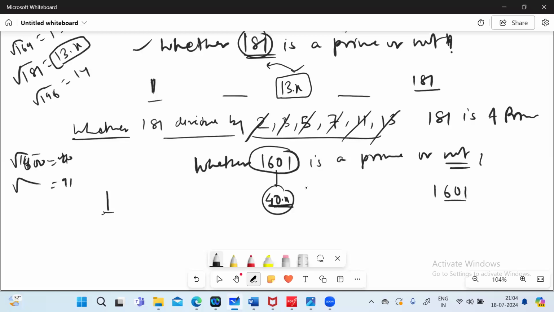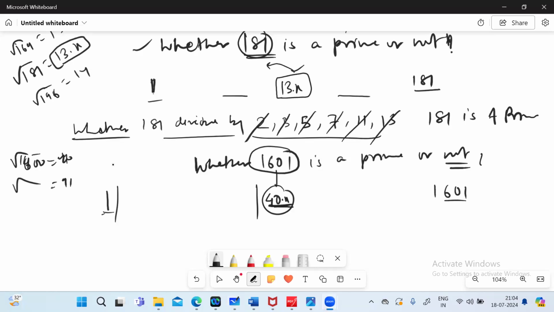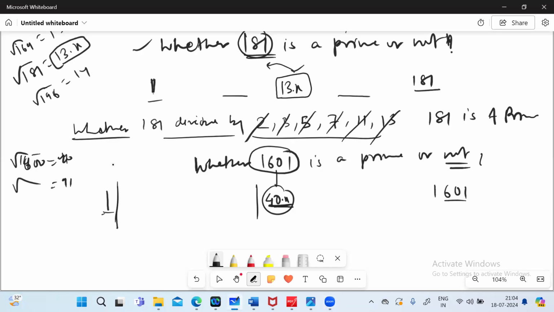So to check whether 1601 is a prime or not, how many numbers do we have to check? Tell me. We have to check with how many numbers? All the primes below 40. Just tell me all the primes below 40. Can anyone make a list? Sanju, can you tell all the primes below 40?